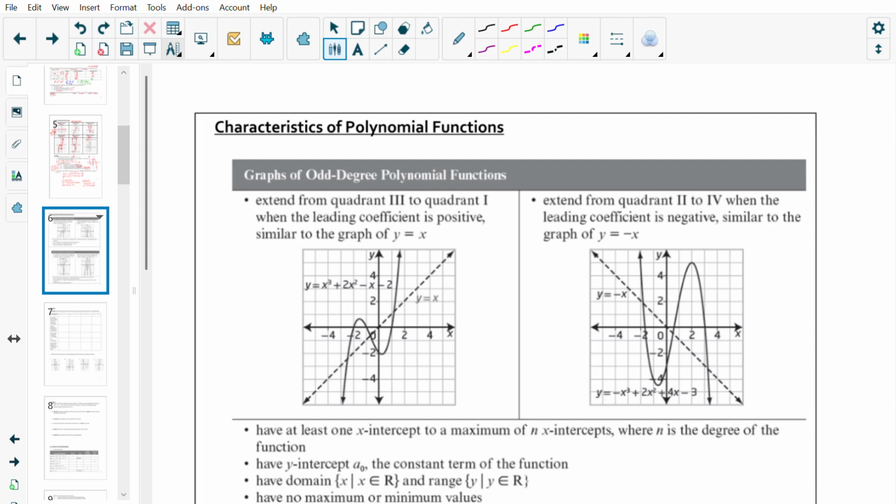Characteristics of polynomial functions. Okay, let's go through each of these. I'm going to do one for odd degree polynomial functions, and then one for even degree below. So graphs of odd degree polynomial functions. The characteristics, odd degree, so degree 1, degree 3, degree 5, on and on, right? Extend from quadrant 3 to quadrant 1 when the lead coefficient is positive. It's similar to the graph of y equals x.